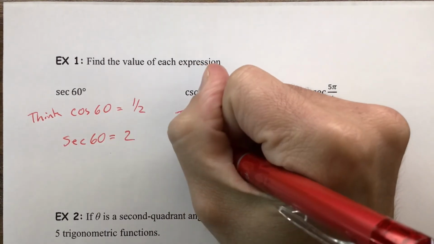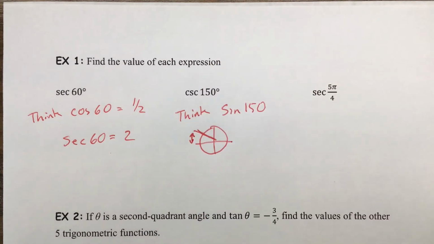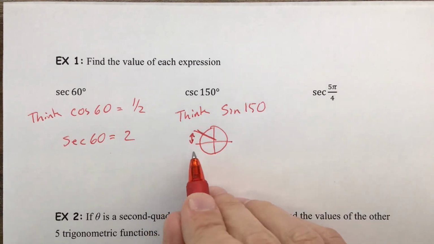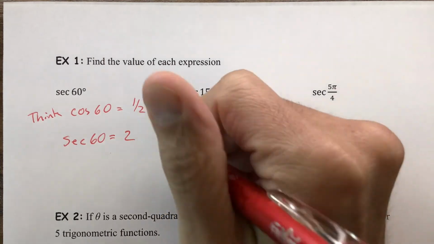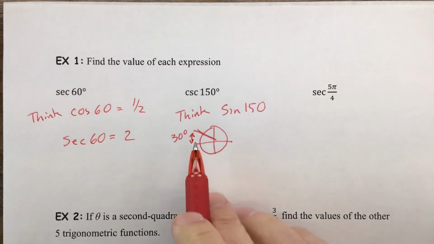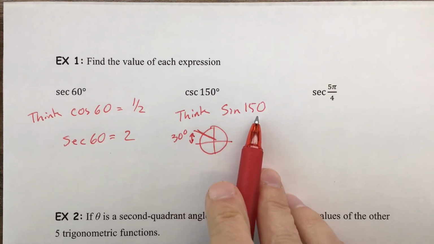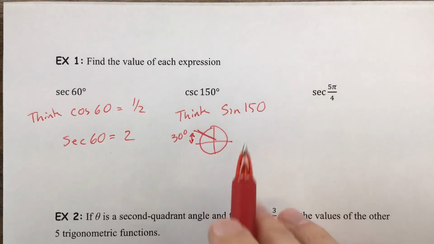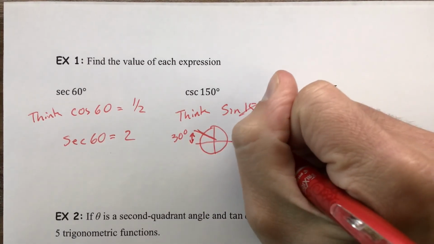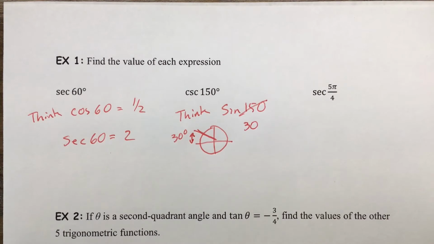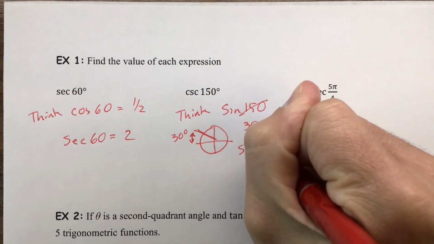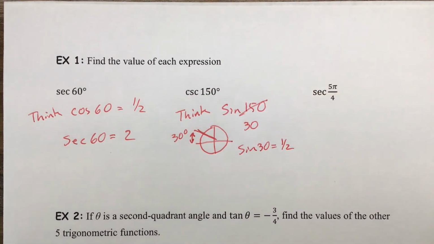But more importantly, how far is it from the x-axis? That is, what is the reference angle? Okay, the reference angle would be 30 degrees. The distance from 180 to 150 would be 30 degrees. Okay, so I start by thinking, the sine of 150. But now I got to think the sine of 30. Okay, and then the sine of 30, coincidentally to the other problem, is actually 1/2. Sine of 30 is equal to 1/2.